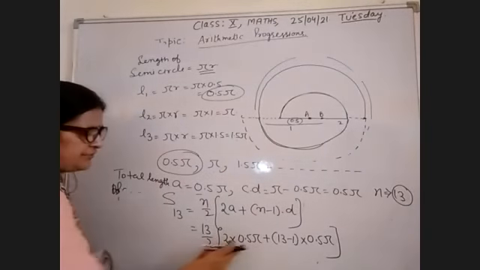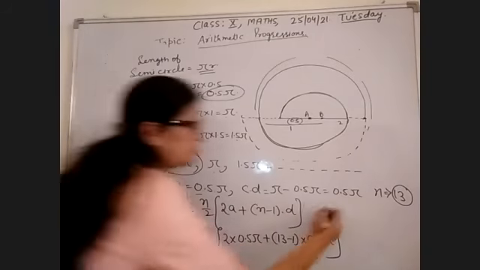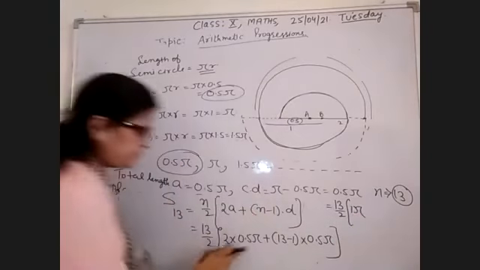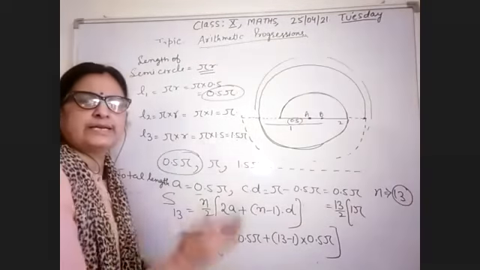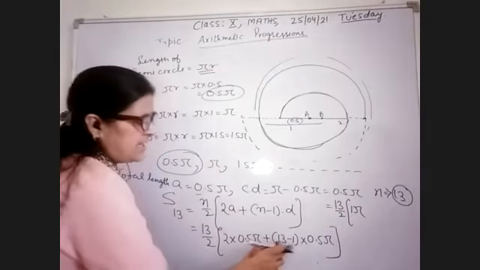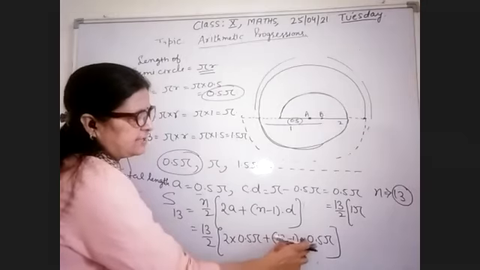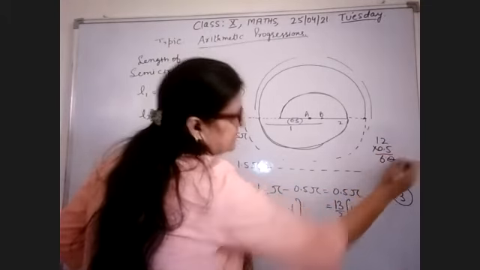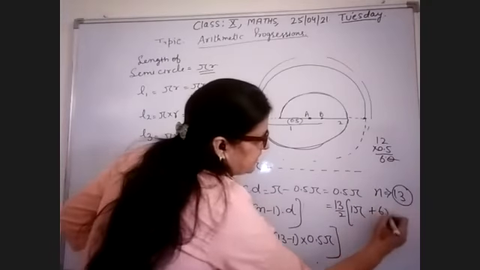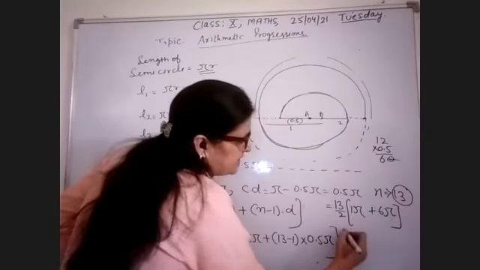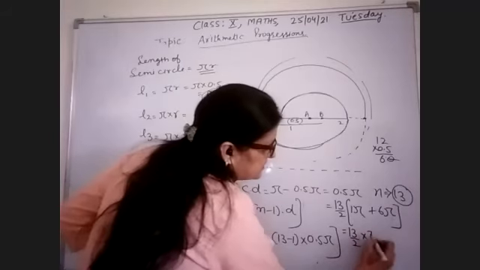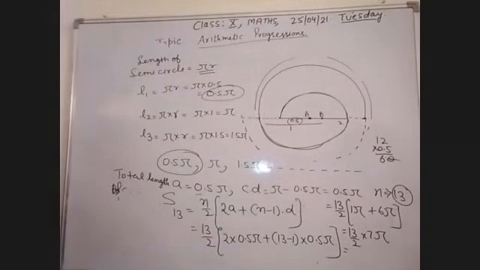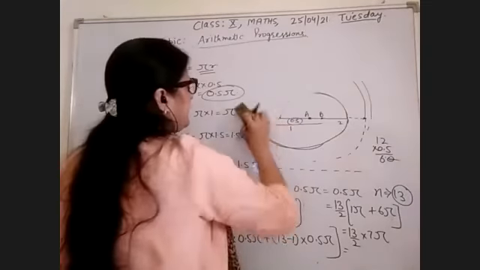When you multiply 0.5 into 2, you get 1 pi. Then 13 minus 1 is 12, and 12 into 0.5 is equal to 6 pi. When you add 1 pi to 6 pi, that is equal to 7 pi, and now you will put the value of pi.